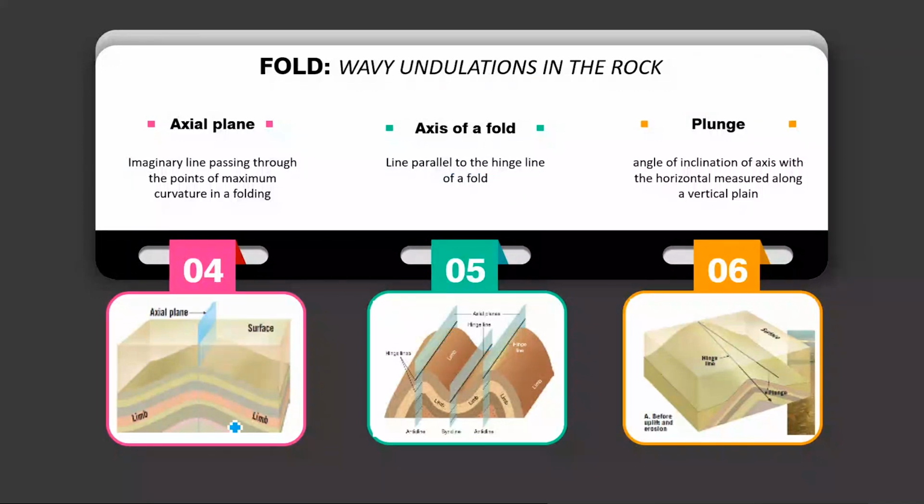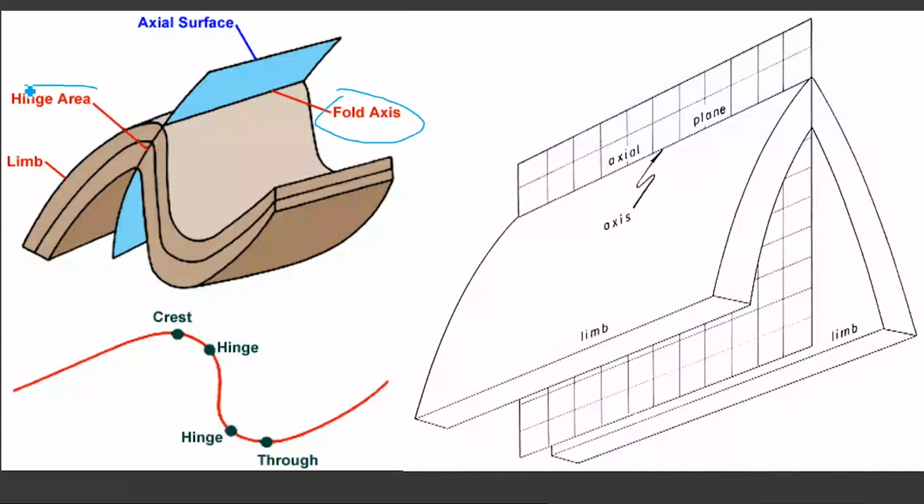I'm actually summarizing all the parts. So this is the axis of the fold, the hinge area, then the limb, then the crest and trough, and this is the crest portion, and you can see that this portion is common for both the anticline and the syncline. Okay, I used two terminologies here, one is anticline and another is syncline. This is the basic classification of a fold.